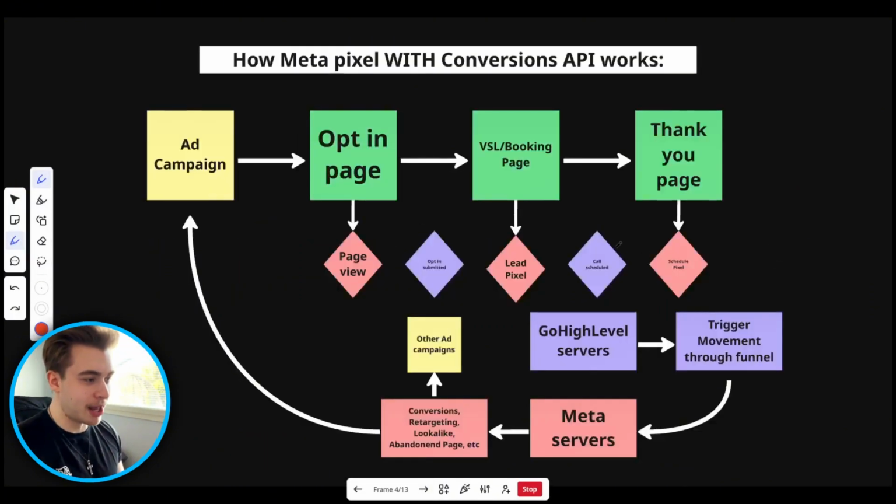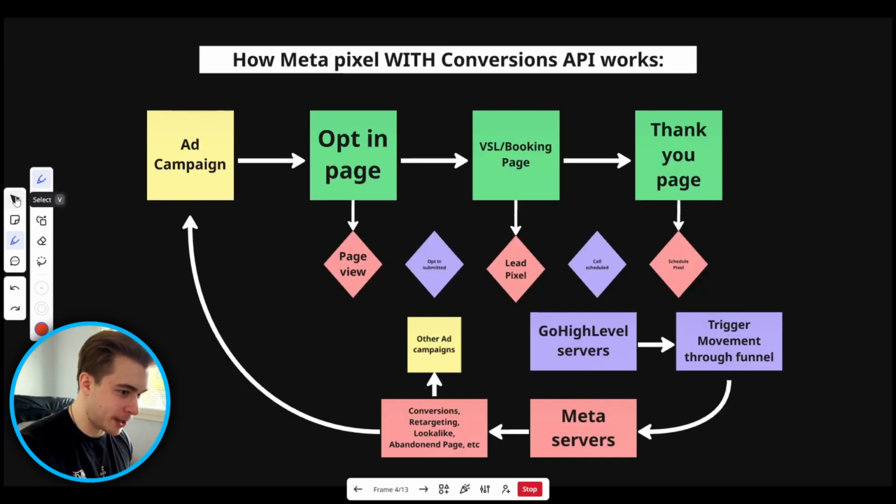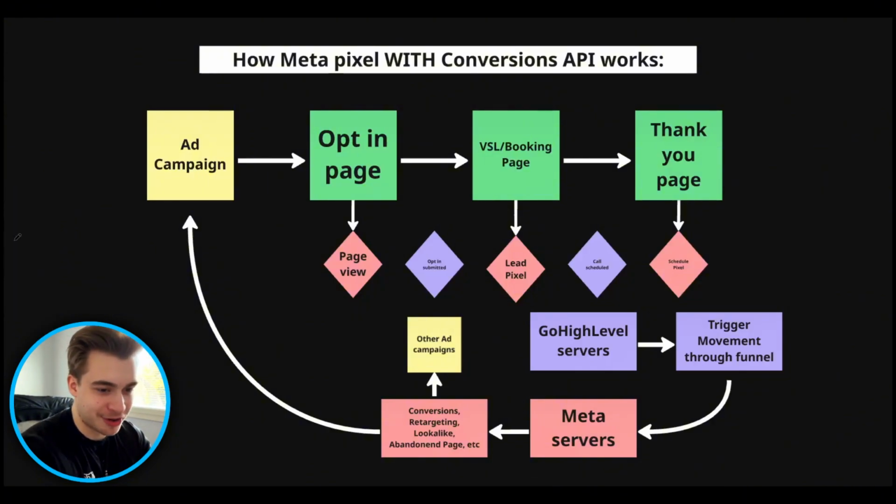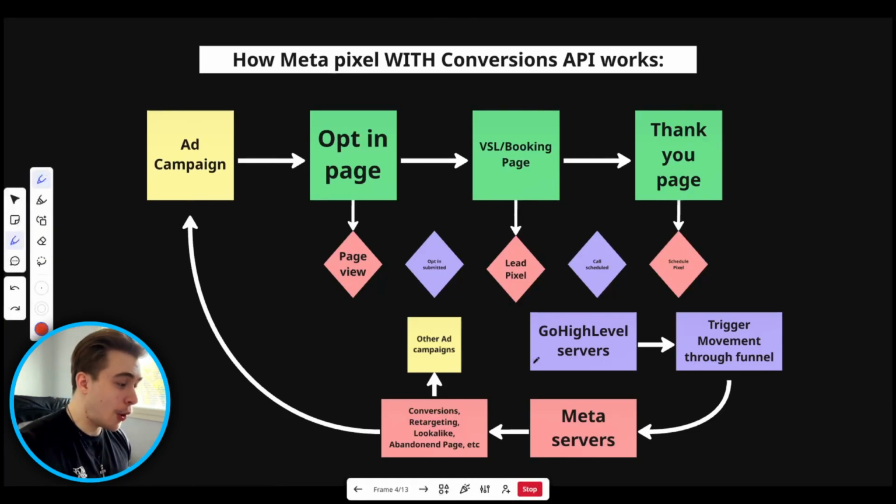So this is where the Metapixel with Conversions API comes into play. With this system, we are no longer relying on the user consent and browser cookies to track the data over, because we have our Go High Level servers tracking the movement through the funnel and sending that data over to Meta servers to help us optimize our ad campaigns.